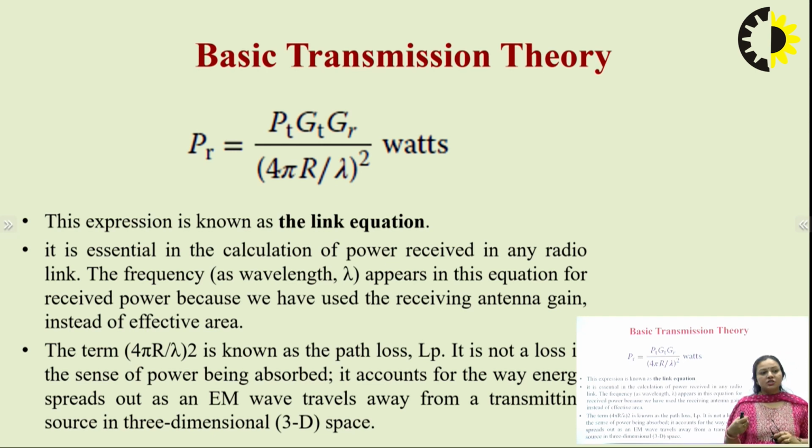It is essential in the calculation of power received in any radio link. The frequency, or the wavelength, appears in this equation for the received power because we have used the receiving antenna gain instead of effective area. Now this denominator part, 4 pi r by lambda whole square, we call the path loss. It is not a loss in the sense of power being absorbed; it accounts for the way the energy spreads out as the EM wave travels from a transmitting source in three-dimensional space.